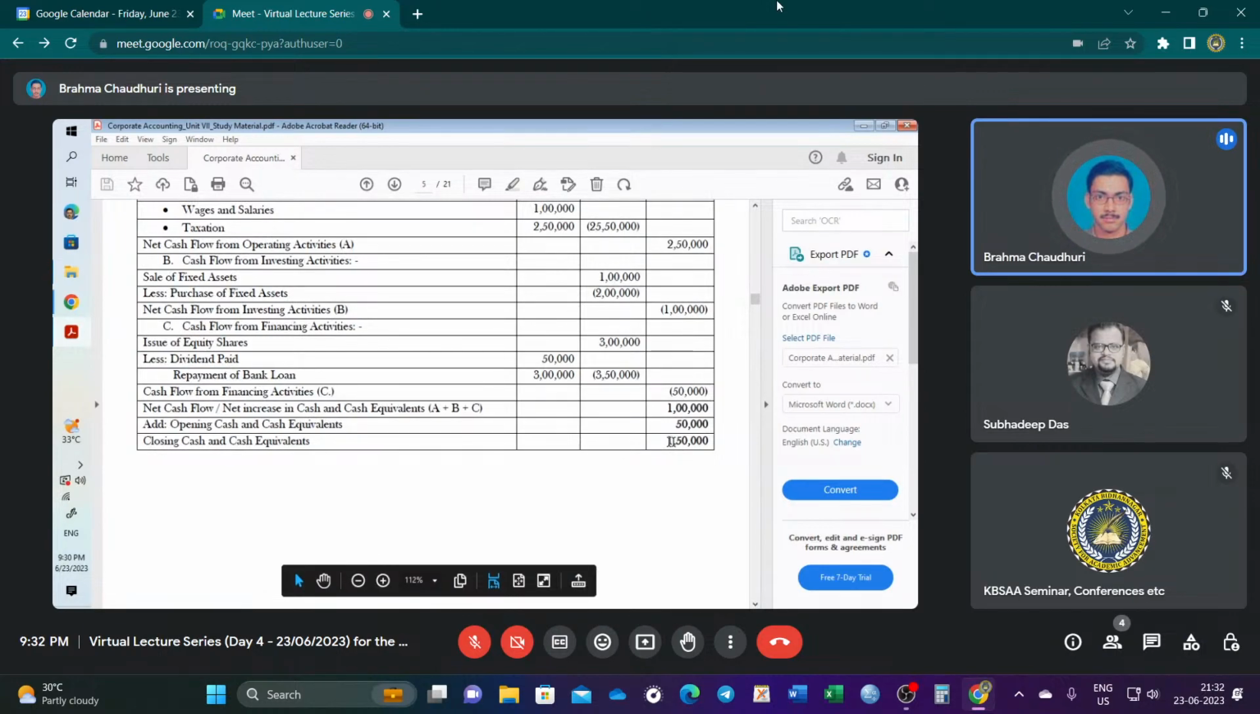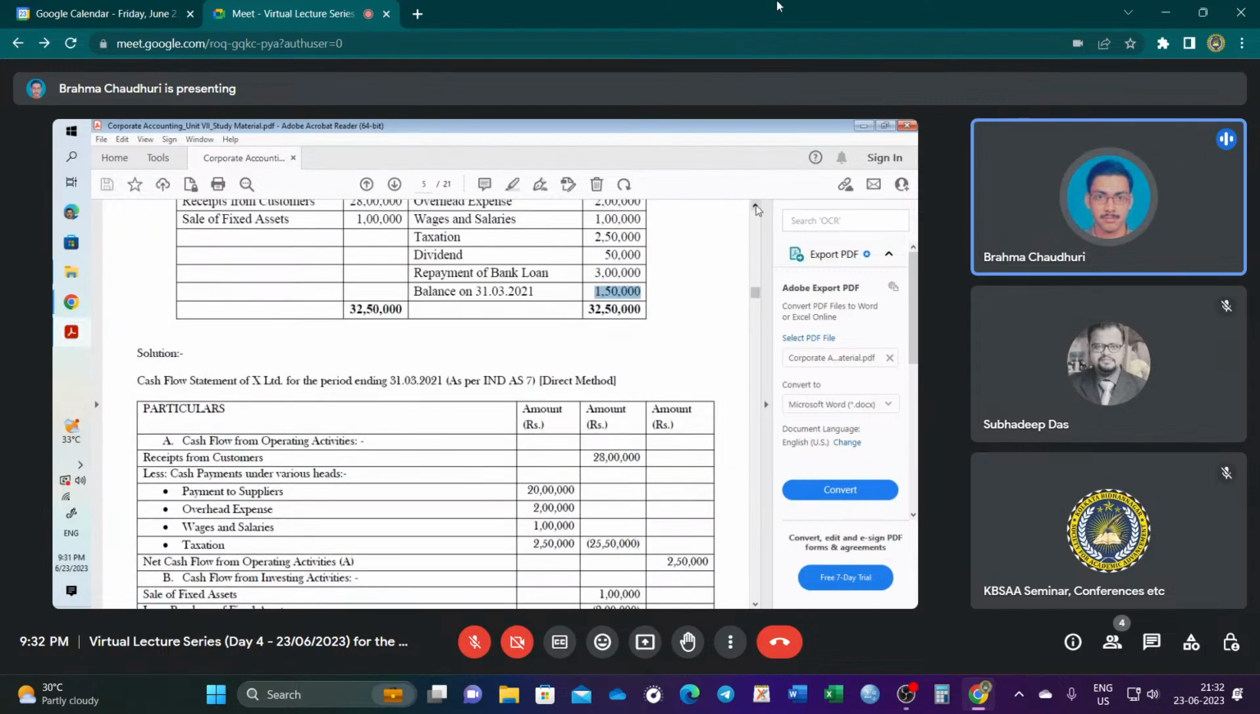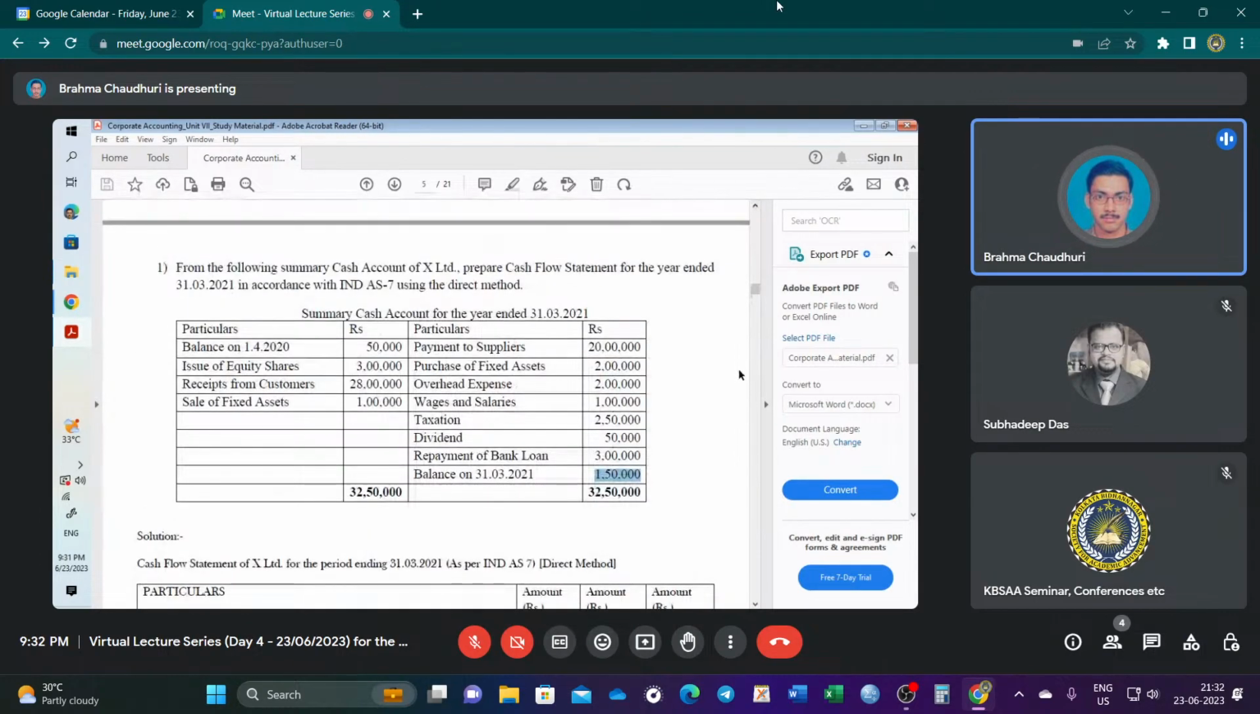So by solving this problem, we can straight away ascertain that our problem has been solved correctly, because when we add the opening cash balance along with the net increase or decrease in cash and cash equivalents during that particular year, we arrive at the closing cash balance, which is already given in the problem. So in this way, this is a simple sum on cash flow statement under the direct method. So in this way, we can solve the sum under the direct method.